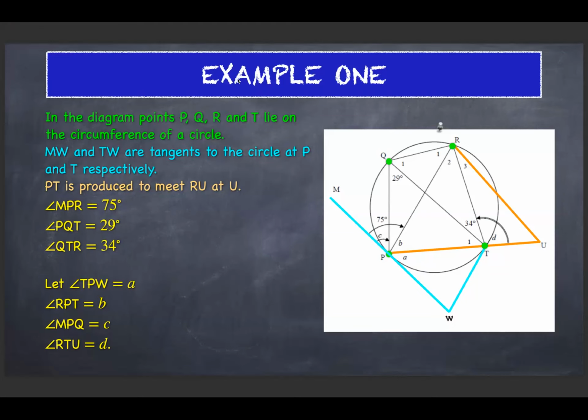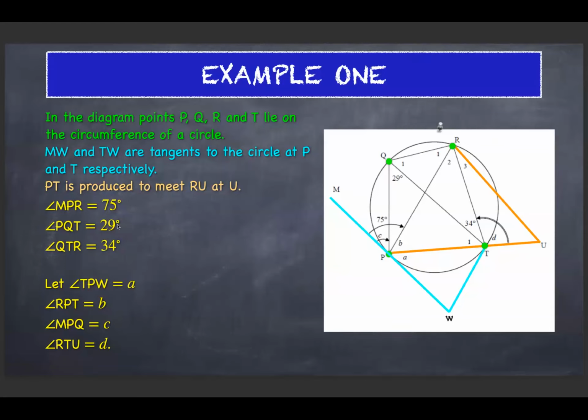So it says in the diagram, you have points P, Q, R, and T. I've labeled them in green dots, okay? And they lie on the circumference of a circle. Then it says MW and TW, they're in blue, are tangents to the circle at point P and T respectively. PT, which is this over here, is produced to meet RU over here at U, right? So you've got them both meeting here at U.